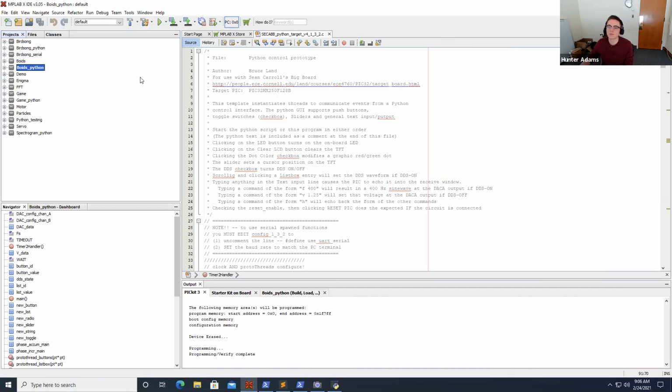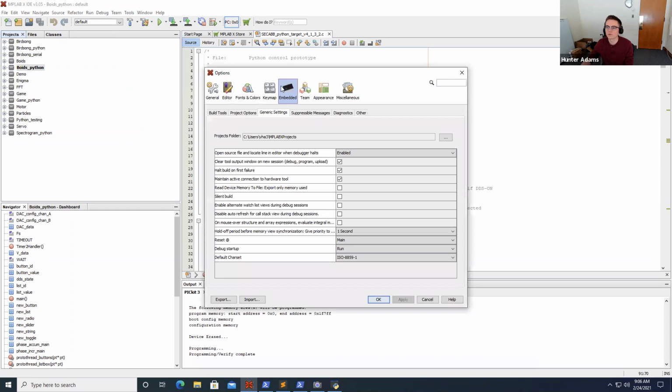Within the MPLab environment, if you go to Tools, Options, select the Embedded icon, and then beneath that icon, select the Generic Settings tab. This third checkbox down, Maintain Active Connection to Hardware tool, make sure that is checked. By default, it is unchecked. So if you haven't done this yet on your machine, you'll find that it's unchecked.